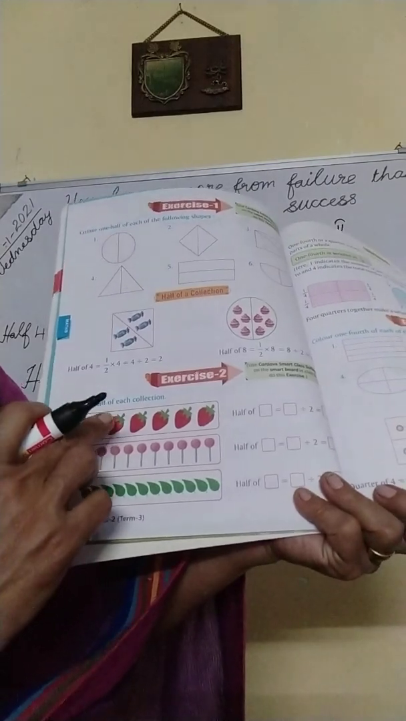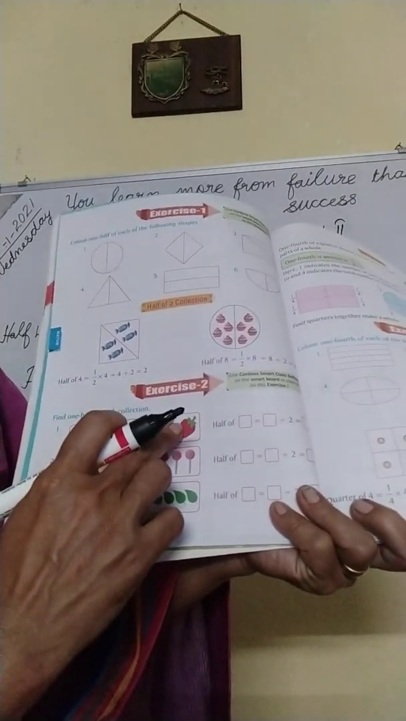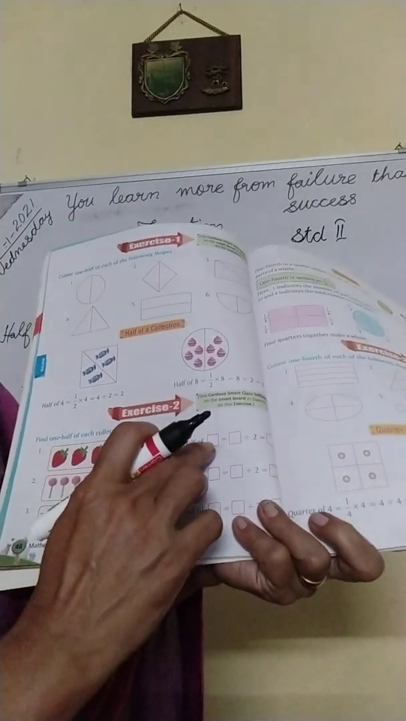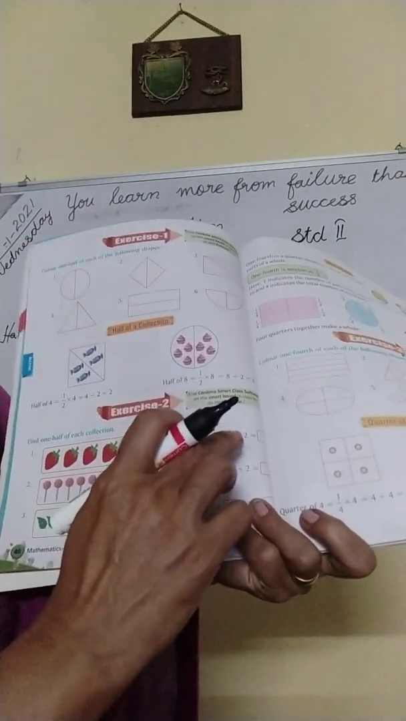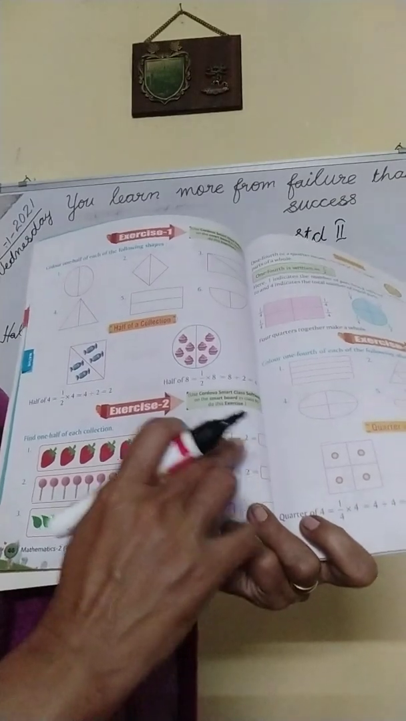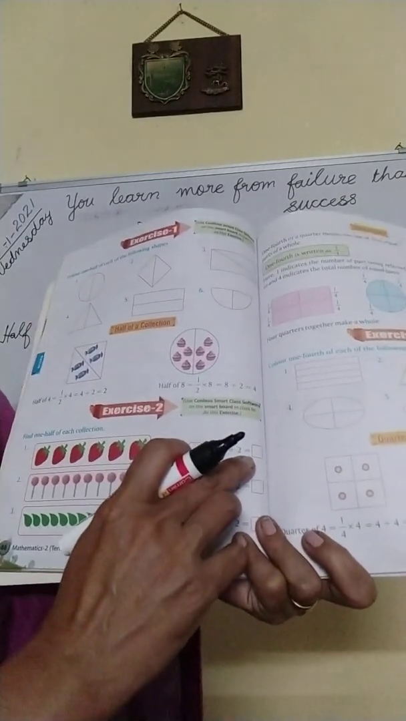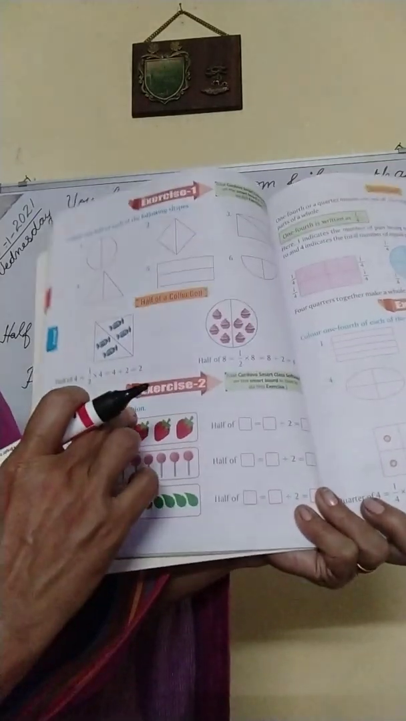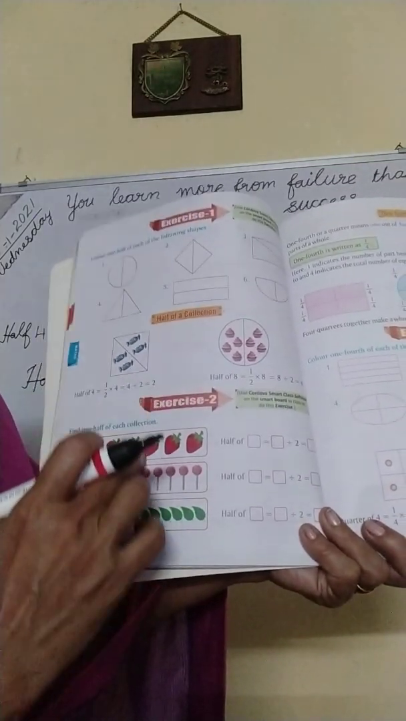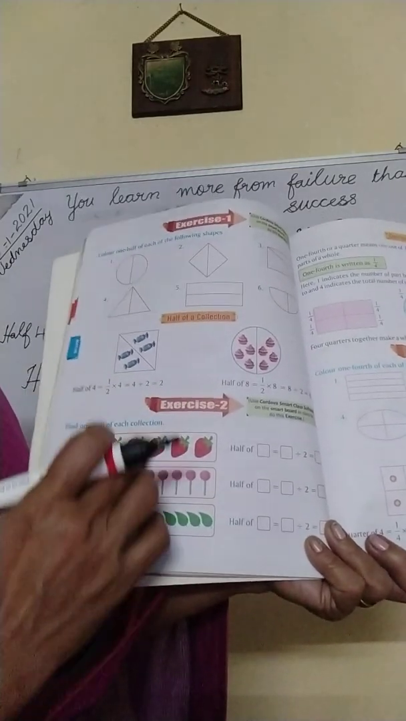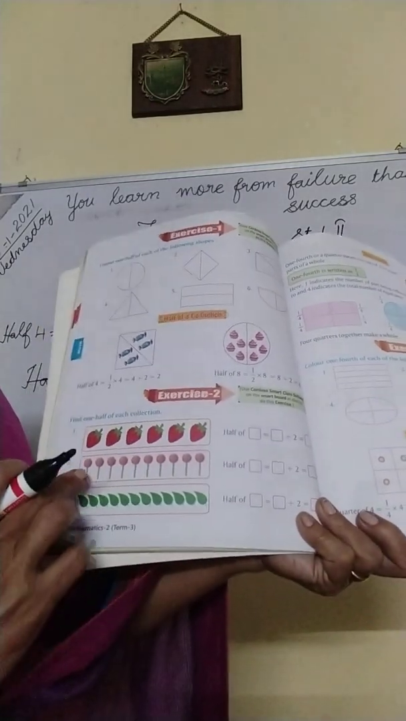Now same way you can do this. Look how many are there? 2, 4, 6. Half of 6. First you must write half of 6 equals 6 divided by 2. What is the answer? 3. Yes. So you have to divide this here. Draw a line here.